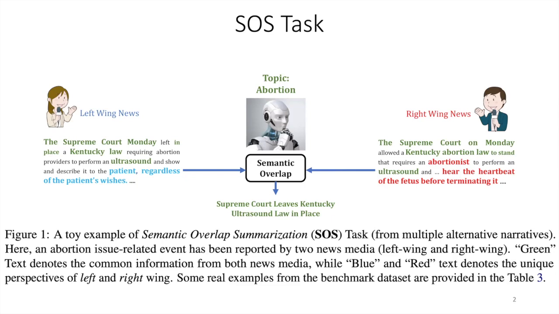Here is a toy example of the SOS task, where both articles cover the same event related to abortion but from different political perspectives. One covers from the left-wing media as shown in blue and the other from the right-wing media as shown in red color. The goal of the SOS task is to generate a summary that conveys the common or overlapping information as shown in green text.